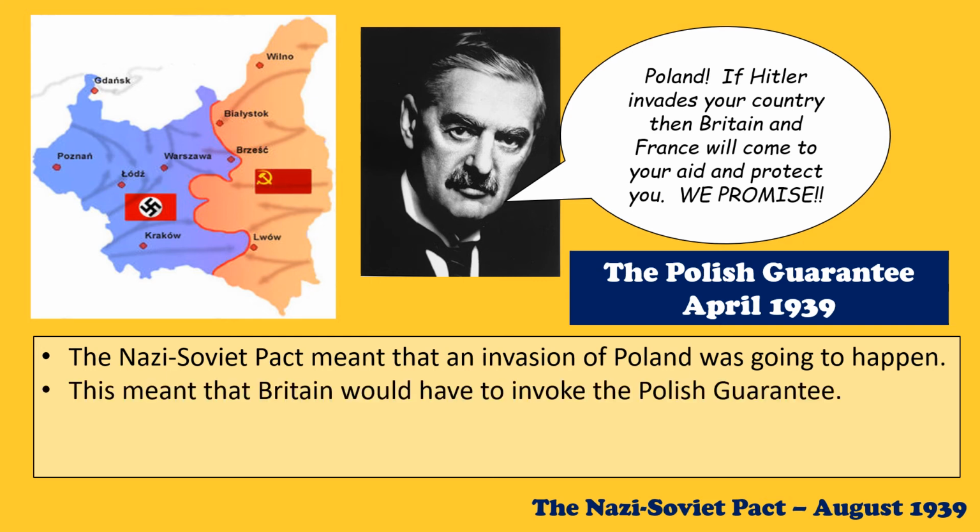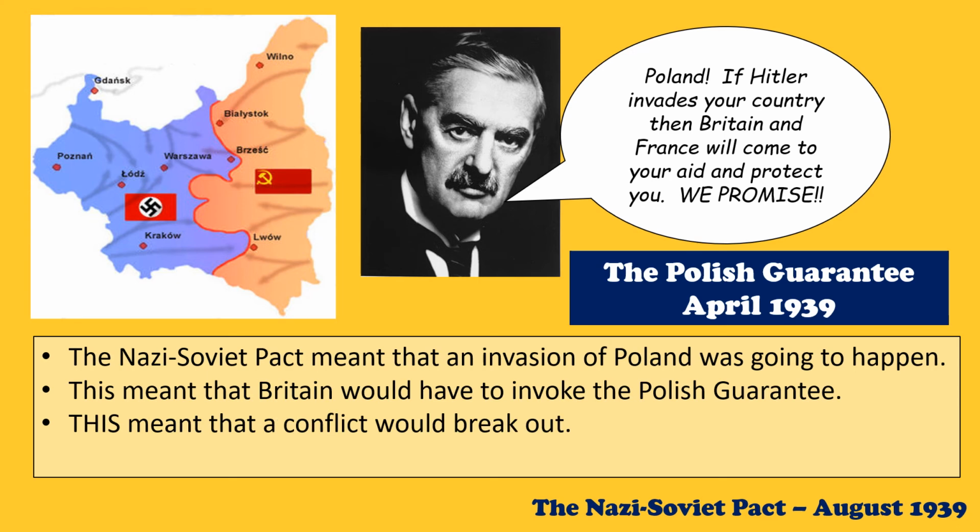Now, if that's going to happen, then Britain are going to have to invoke the Polish guarantee, because Chamberlain has said to Poland, if Hitler invades your country, then Britain and France will come to your aid and protect you. So we will provide you military support if Hitler invades your country. We promise. And remember, Chamberlain makes that promise in April 1939, following Hitler's invasion of Czechoslovakia, after Chamberlain had let the people of Czechoslovakia down. So he is very determined on following through with this promise.